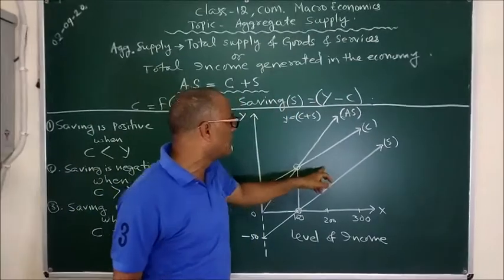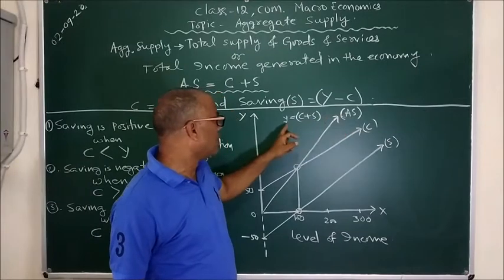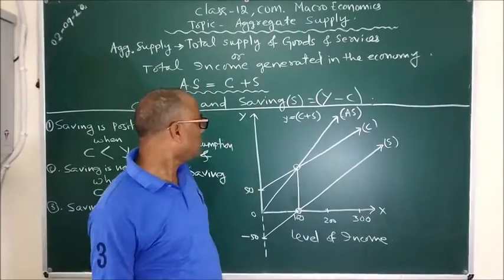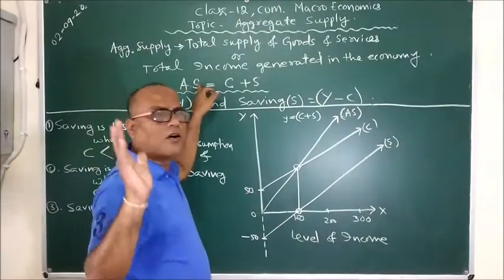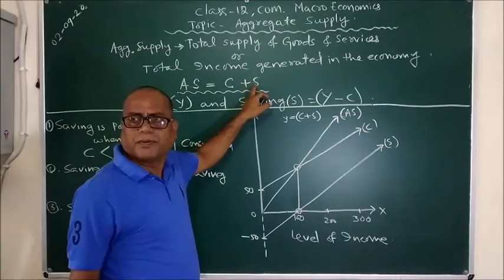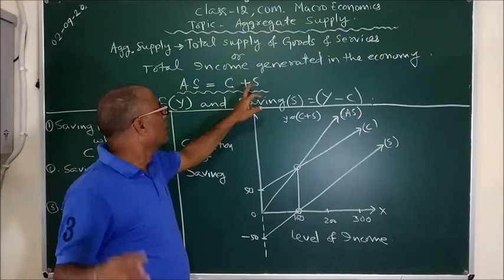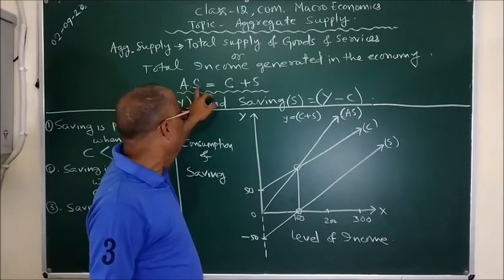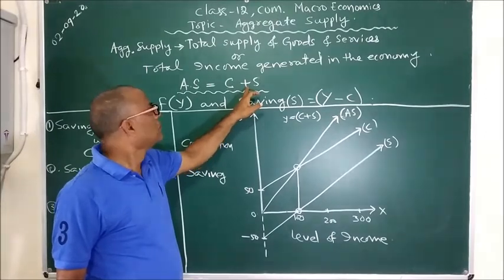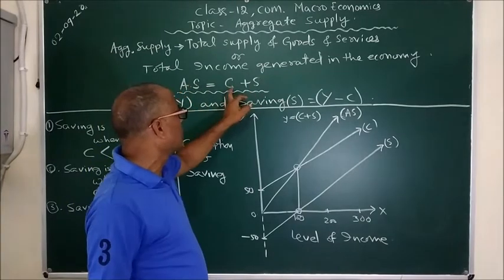Both are synonymous. That's why in the diagram you can see this is aggregate supply curve that starts from the point of origin, and this is aggregate supply, and also this is income curve, that is Y equal to C plus S. So aggregate supply or income equal to C plus S. C plus S is consumption plus saving. Earlier we have discussed that aggregate demand was consumption plus investment, and aggregate supply is C plus S, that is consumption plus saving.